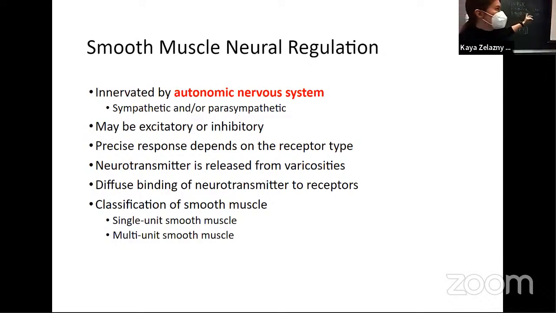So we are going to have two types of smooth muscle. Our neurotransmitters are going to be released from varicosities. Those are the spaghetti fingers spreading across that we saw when we looked at the structure of our autonomic nerves. So we're going to see this diffuse binding to the receptors. Our two categories are going to be single unit smooth muscle and multi-unit smooth muscle. And the difference here is going to be the relationship of the nerves to the muscle cells themselves.